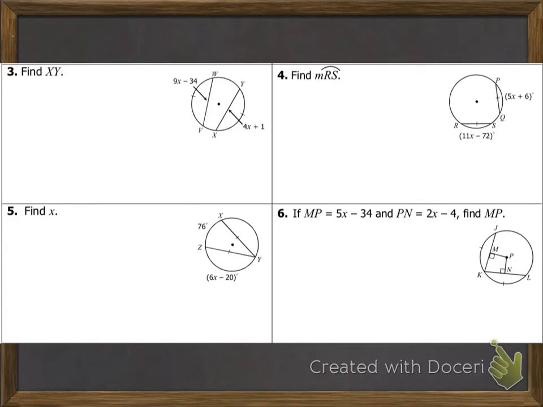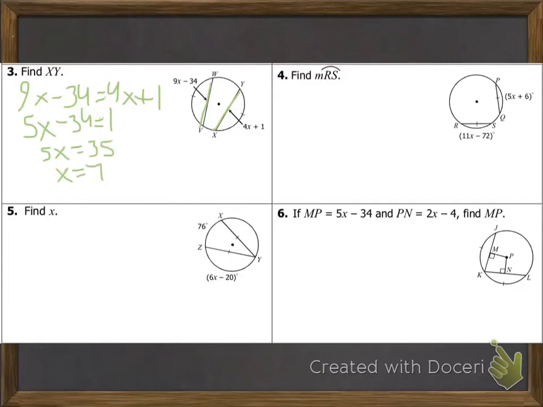Let's do some more. It says find XY. First off, we have our two chords here. We need to figure out what x is before I even find the measure of the chord itself. You know that the chords are equal, so set them equal to each other. We're going to have 9x minus 34 equals 4x plus 1. Subtract 4x from both sides, and we're going to have 5x minus 34 equals 1. Add 34 to both sides, and we're going to have 5x equals 35. Divide by 5. X is equal to 7.